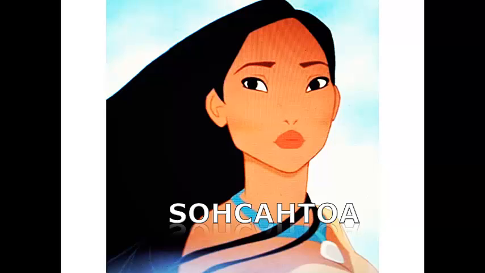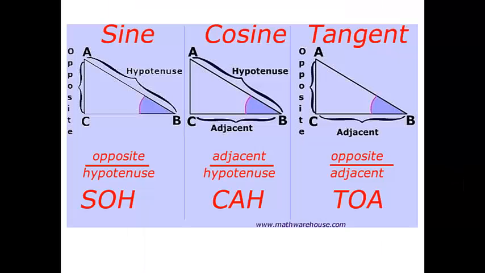Okay, we have SOHCAHTOA. Sounds like an Indian princess, but that's really the relationship of the sides of a right triangle to find the basic trig functions. You probably learned this before, I think probably in geometry. Okay, sine is the ratio of opposite over hypotenuse, so, okay, the opposite side to the angle that we're interested in.